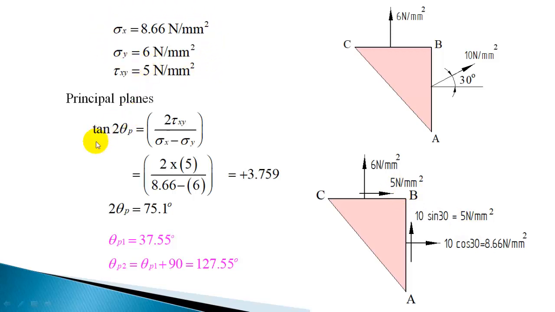So after getting the stresses, you can find out the principal planes. Tan 2 theta p is equal to 2 tau xy divided by sigma x minus sigma y. Tau xy is plus 5 because it is upward on the right face. So 5, sigma x is 8.66, sigma y is plus 6. Substitute that, you get tan 2 theta p as 3.759. So you can solve for 2 theta p as 75.1 degree. Dividing this by 2, you will get theta p1 as 37.55 degree. And now you can find out the second principal plane by adding 90 degree to that, that is 127.55 degree.